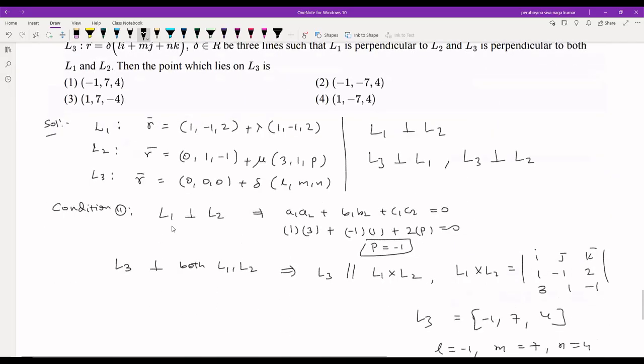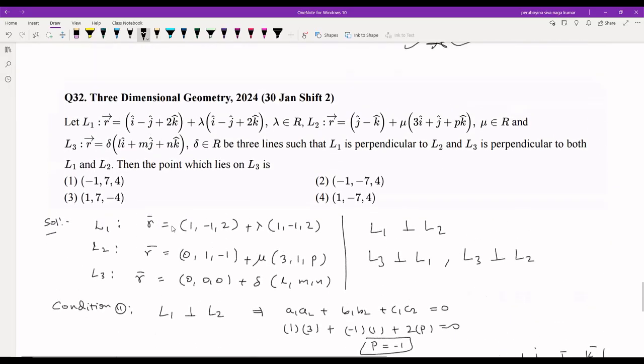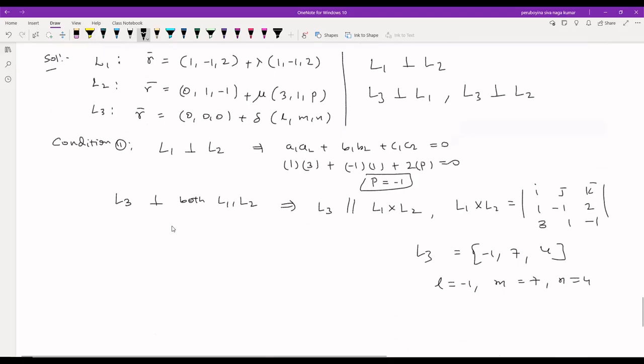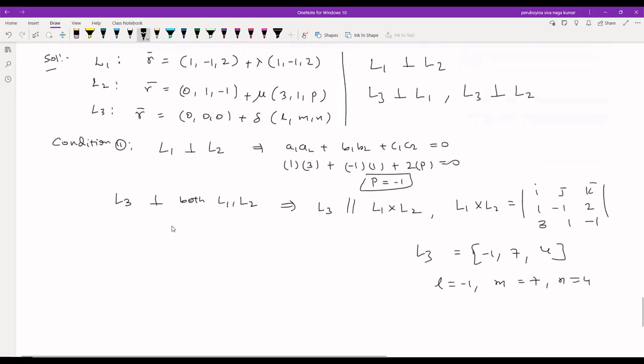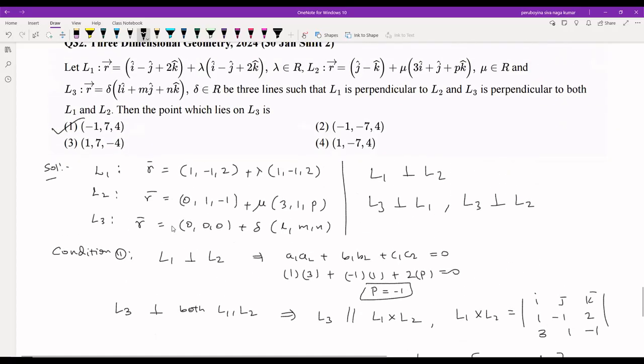There it is, the answer. Where is it? Minus 1, 7, 4 if delta is 1. Okay, it's passing through 0, 0, 0. The element can be a DR. We just got the DRs, no? Minus 1, 7, 4 parallel DRs. Okay. So this is the answer.